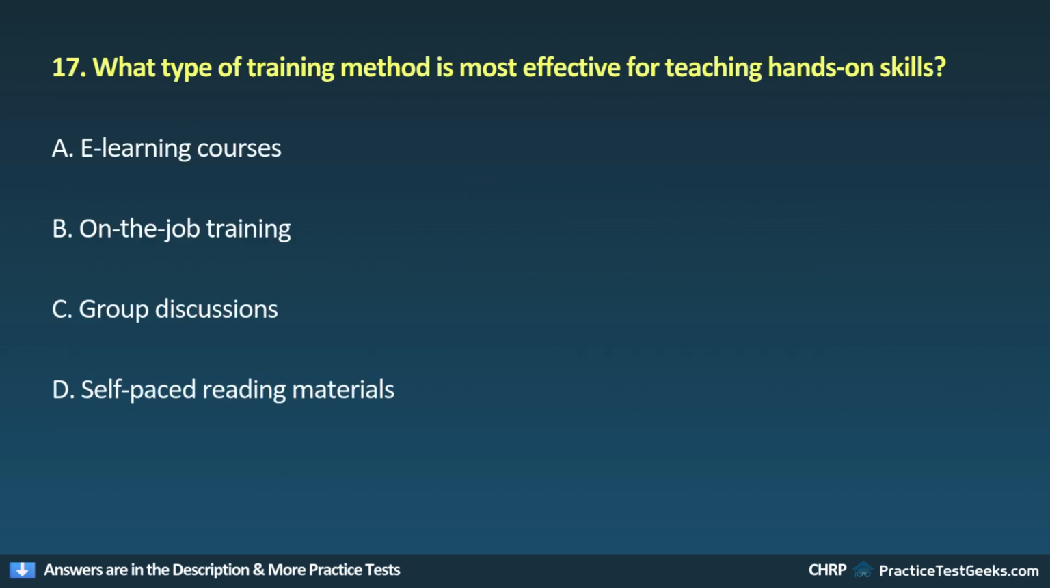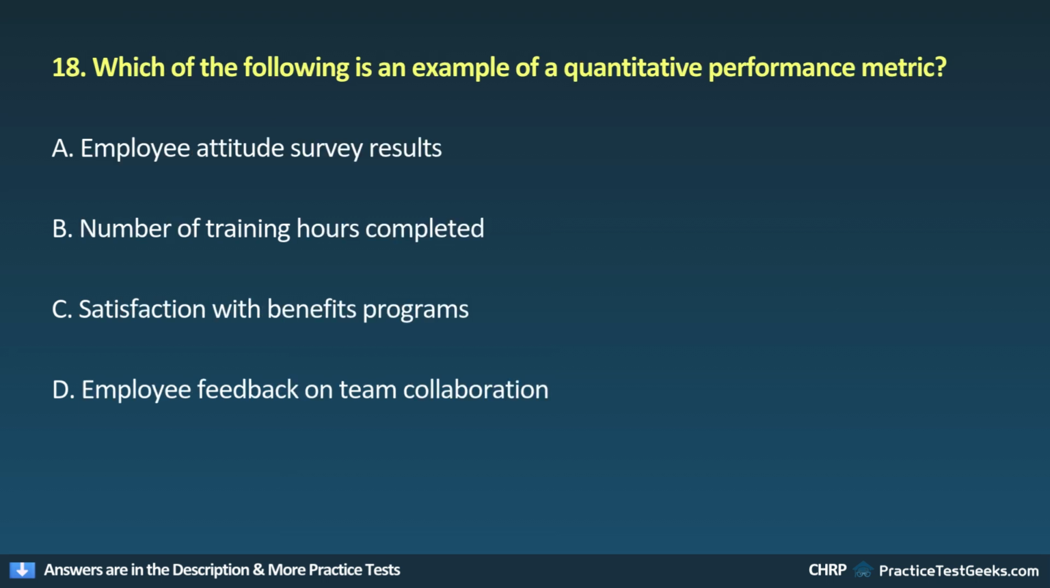17. What type of training method is most effective for teaching hands-on skills? A. E-learning courses. B. On-the-job training. C. Group discussions. D. Self-paced reading materials. 18.